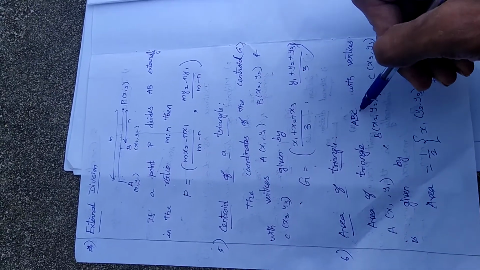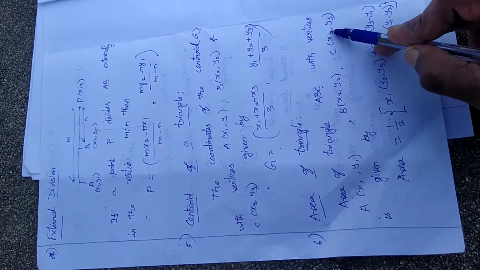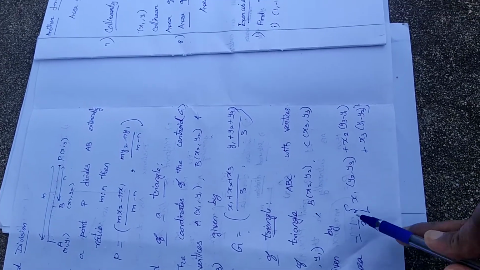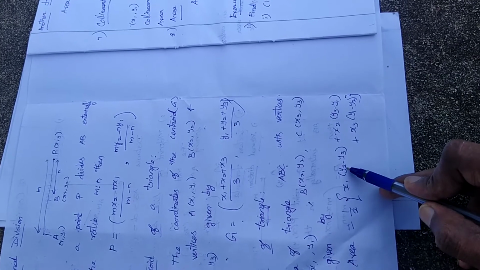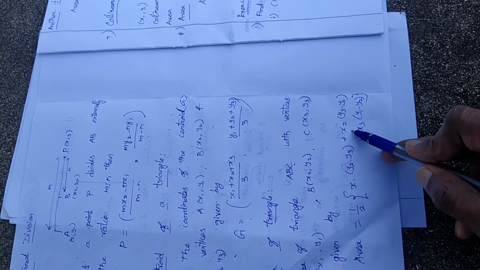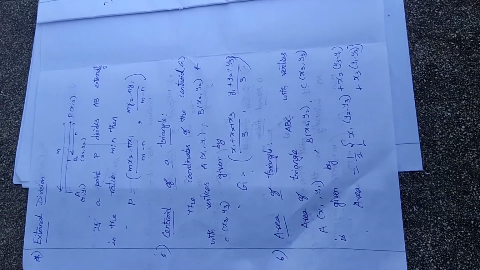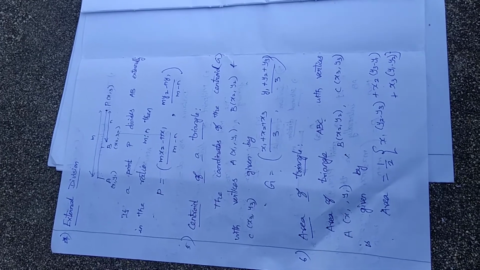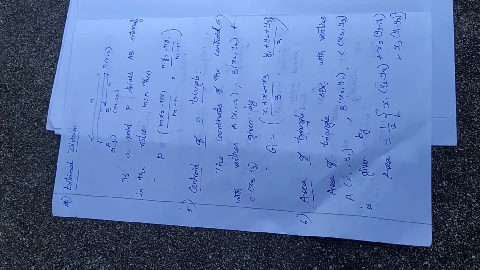the coordinates of a triangle ABC, that is A of x1 y1, B of x2 y2 and C of x3 y3, then area of triangle is given by half of x1 into (y2 minus y3) plus x2 into (y3 minus y1) plus x3 into (y1 minus y2). This is the formula for finding area of triangle. Here we have to choose x1 y1, x2 y2, x3 y3. Which points to choose? The points will generally be given to us.